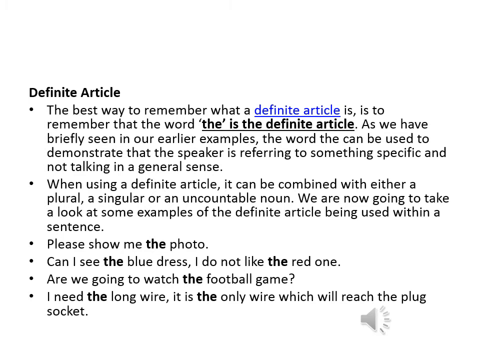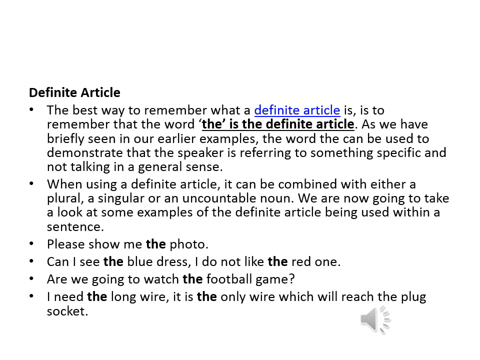Okay, let me tell you all again. When you are using a definite article, it can be combined with either a plural or a singular or an uncountable noun. So let's have a look at these examples. Please show me the photo. Or can I see the blue dress? I don't like the red one. So that means they are referring to a specific dress or specific photo.